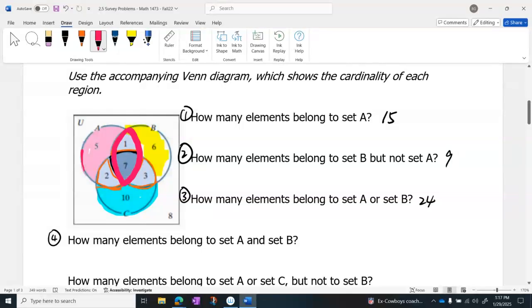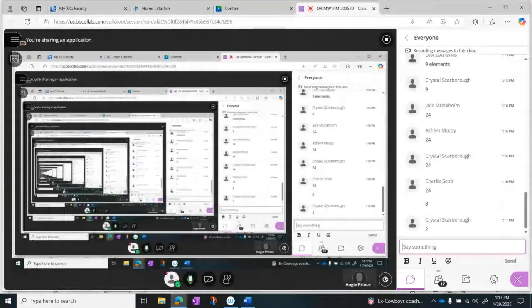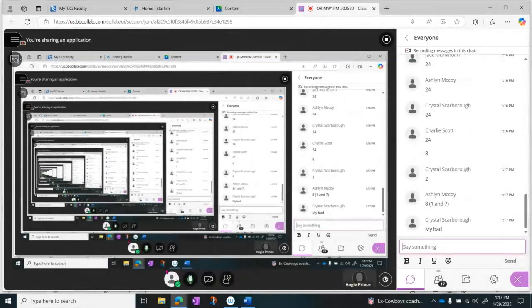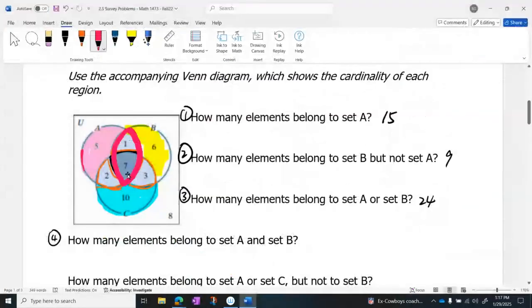How many elements in that region? How many elements in that region? 8, right? Yeah, 1 there and 7 in the center. Oh, 8. It's not 2, Crystal. If you missed the beginning of the class, make sure you watch the beginning. I recorded the class. Those are not elements. Again, those are not elements. Sometimes they are. Depends on the problem.